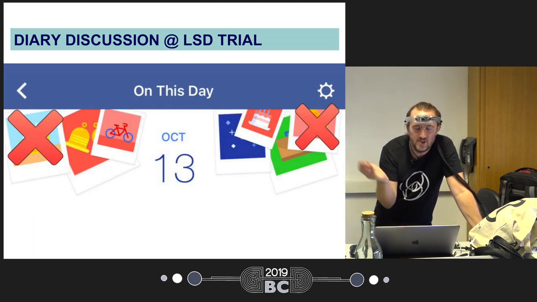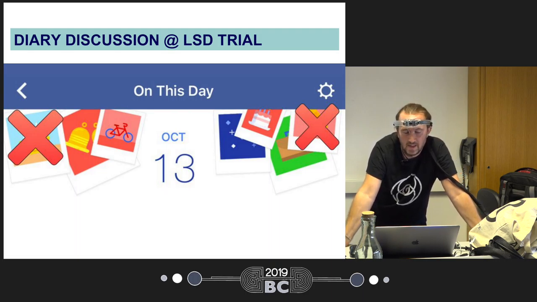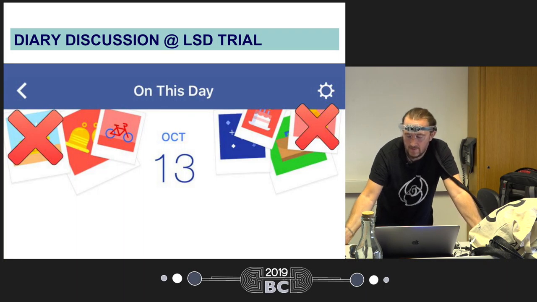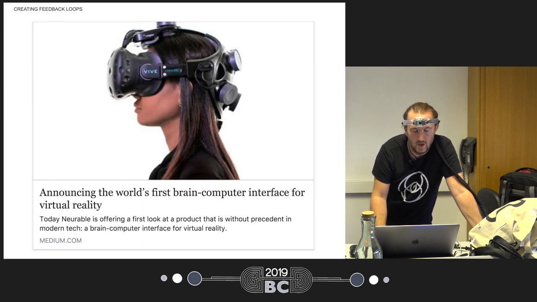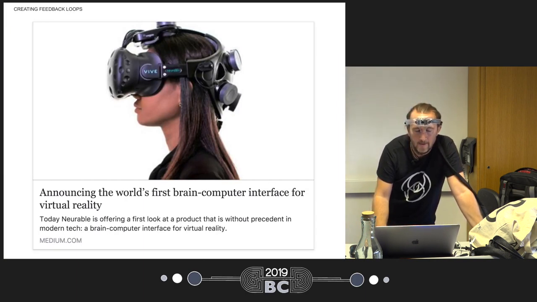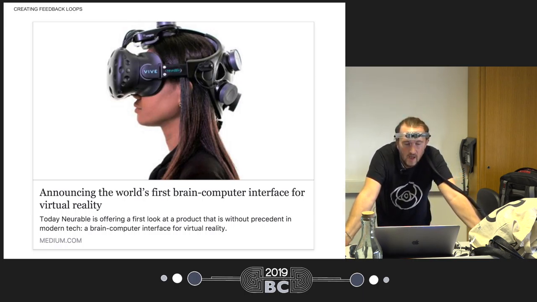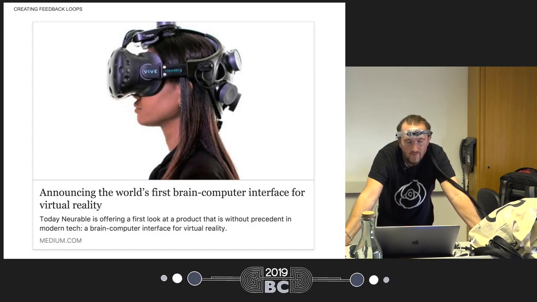And you can see this cross sections through our current interfaces on Facebook, for instance, you have on this day. And I really like the idea of turning my life into a product, into architecture that I can hack. So also another sort of double consciousness, this idea of creating feedback loops.